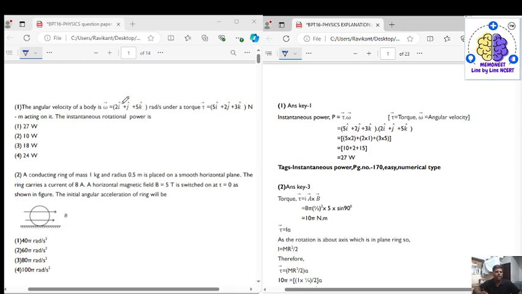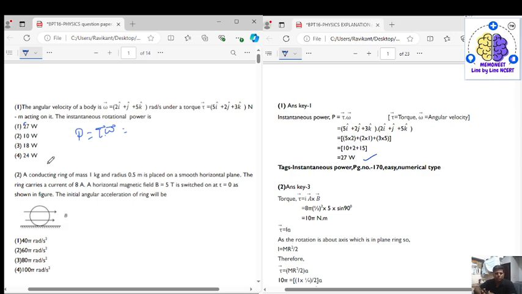Question number one says that the angular velocity of a body, omega, in vector form is given as 2i cap plus j cap plus 5k cap radian per second, under a torque tau equal to 5i cap plus 2j cap plus 3k cap Newton meter acting on it. The instantaneous rotational power is given by P is equal to tau dot omega, that is, tau vector dot omega vector. Taking the dot product gives you 27 watt. So the correct answer for question number one is 27 watt.